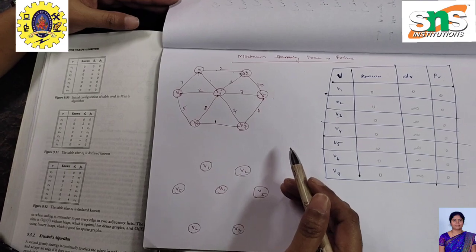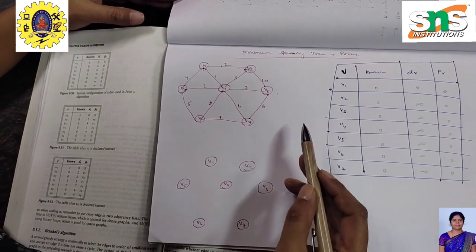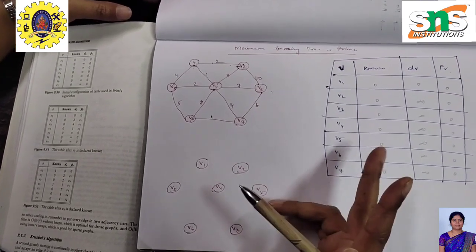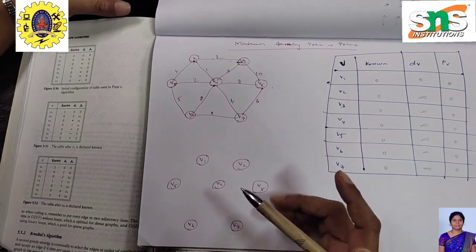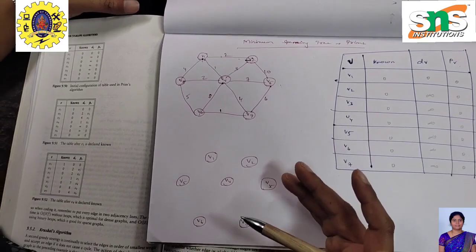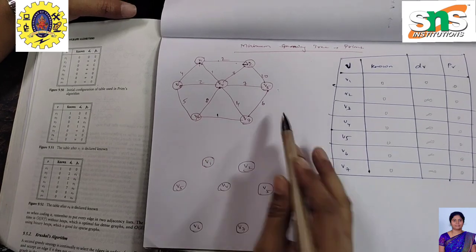So in this video we are going to see about minimum spanning trees. In that we have two types. One is Prim's and another one is Kruskal's. In the last session we saw about Kruskal's, and now in this video we are going to see about Prim's.